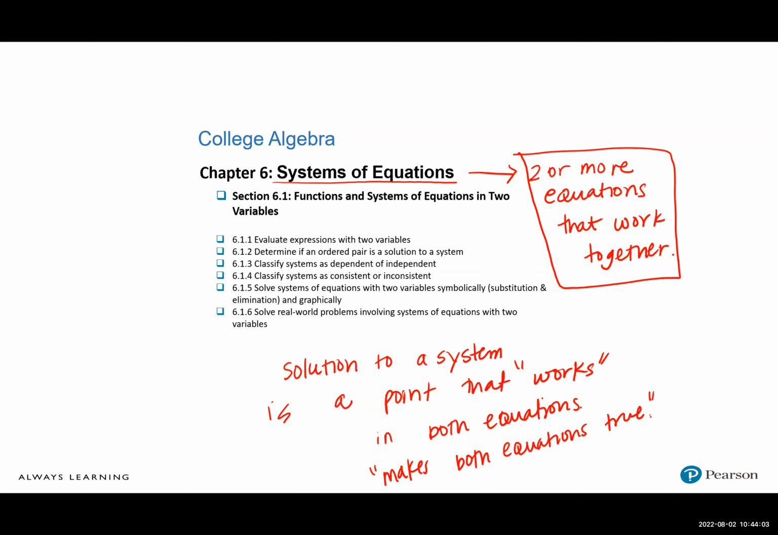You probably have done these before. You were first introduced to systems of equations in Algebra 1. It's basically when you have two equations and you're looking at a common point that they both have. So another way to write a solution is a common point.